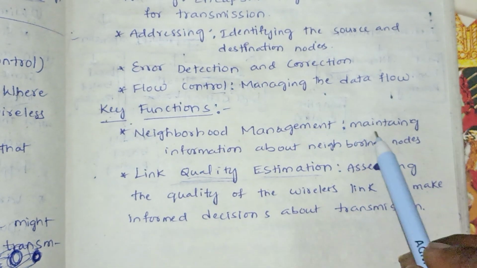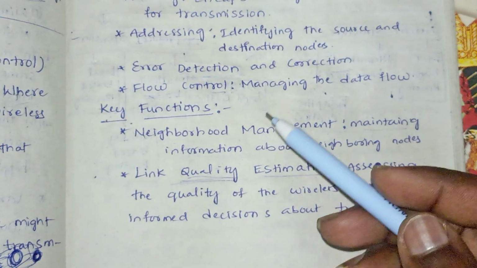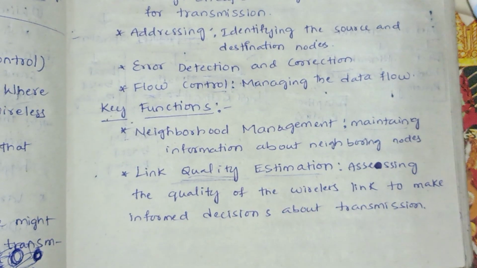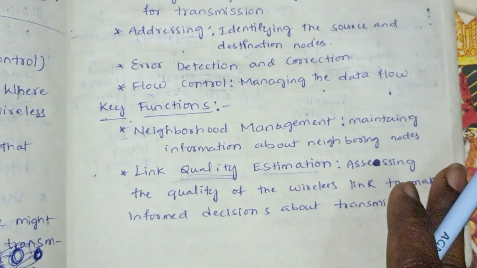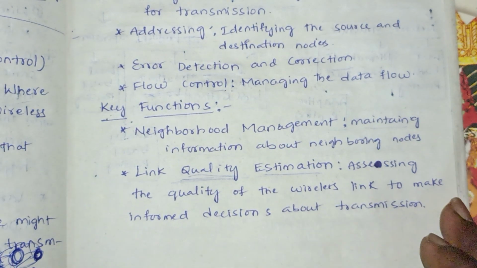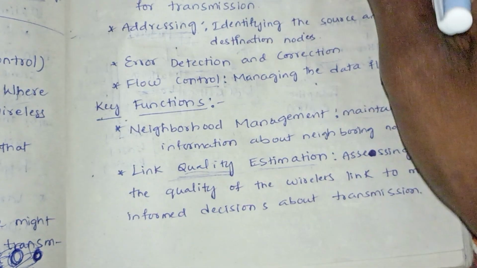Neighborhood management, we know, is maintaining information about neighbor nodes. Neighboring nodes are the nodes beside each other, so they can interact with each other and transfer data in the form of packets. That can also be called a hello packet.